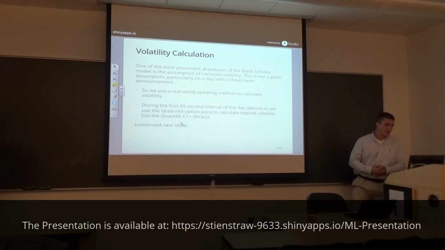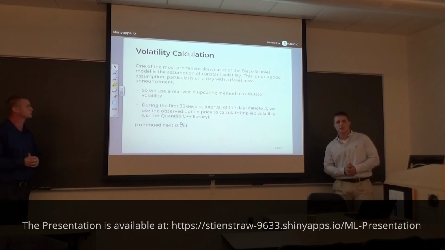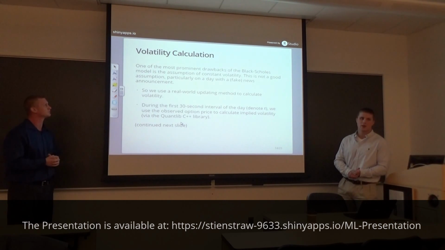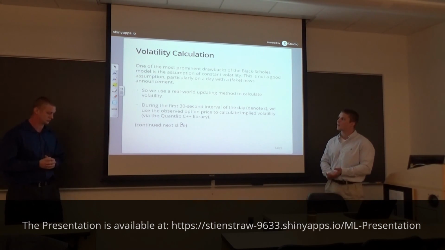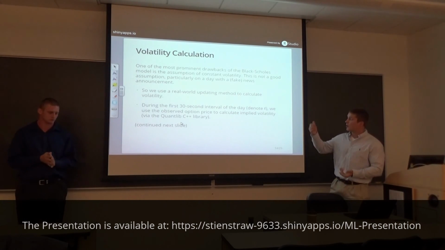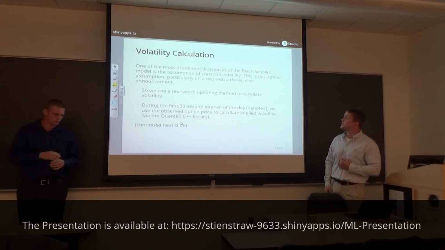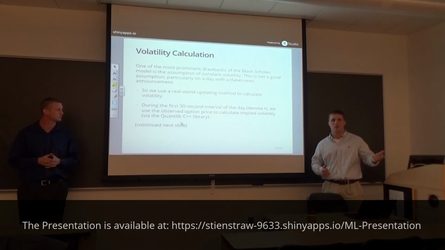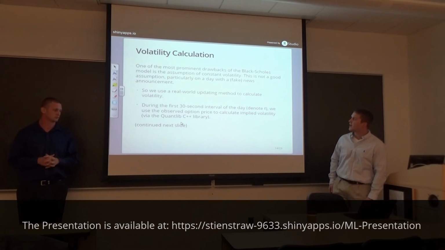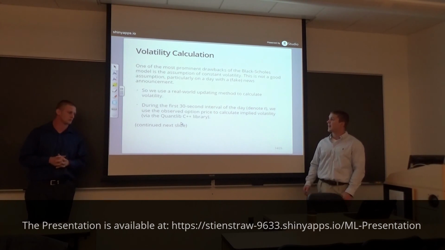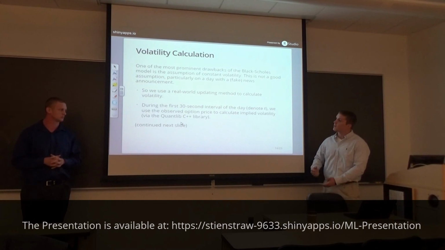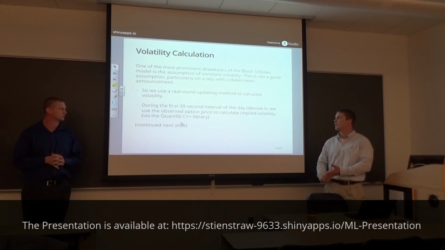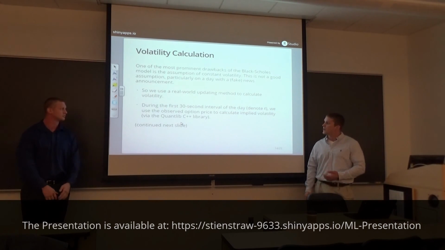Okay, so yeah, calculating the volatility, that was the big assumption we released, so we needed to do so for both the Black-Scholes and the Twitter data set and the machine learning and neural networks. Obviously one of the big drawbacks is that assumption, and it's not a good assumption because on a day with fake news, as you saw in that visual, it jumped up drastically within a couple minutes based on a fake news release. So we used a real-world updating method to calculate the volatility. To break it down, during the first 30-second interval of the day, denoted time t, we use observed option price to calculate implied volatility.